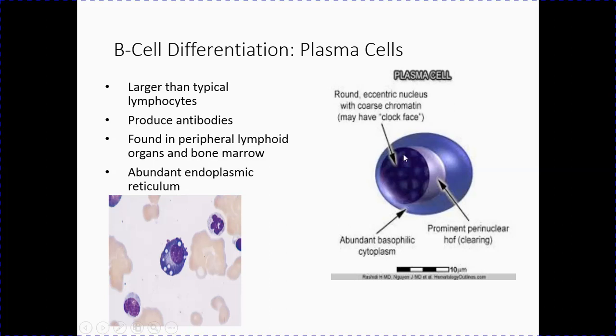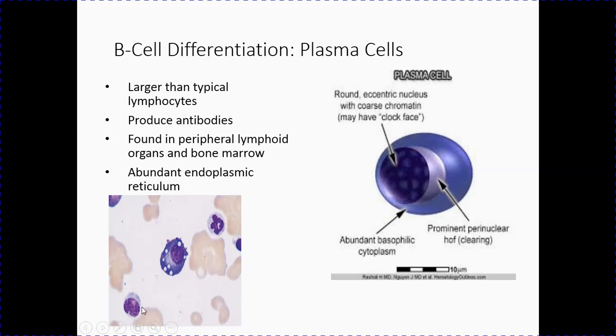And around the nucleus, you have a perinuclear hof, H-O-F. It's a clearing. Right there's the Golgi apparatus. It clears, and you don't see that dark blue cytoplasm there. And then again, you see a really abundant cytoplasm here, bigger than a typical lymphoid cell.